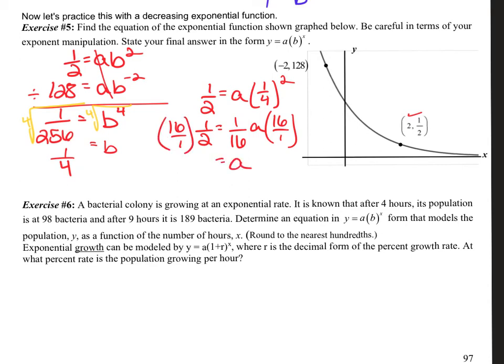And when I do that, I get 8. So my final equation is y equals 8 to the 1/4 x. Again, I would put that in your y equals, go to your table, and double check to make sure that the points given on the graph are in your table for this equation.